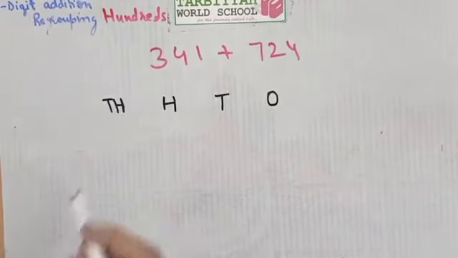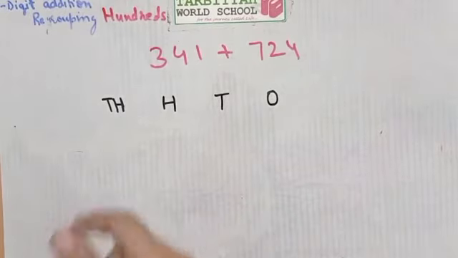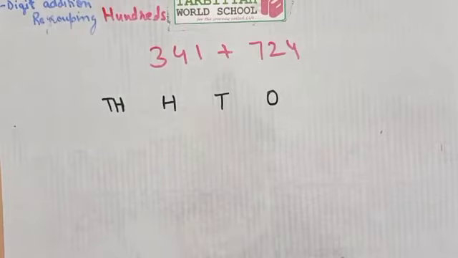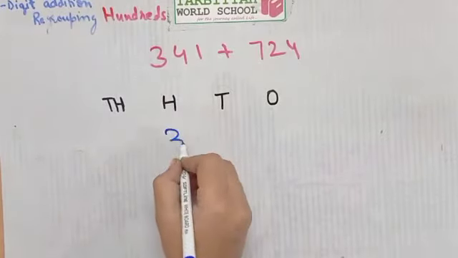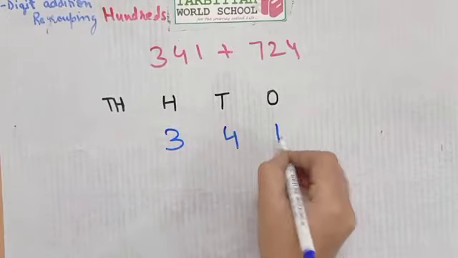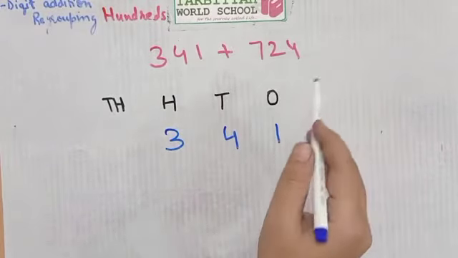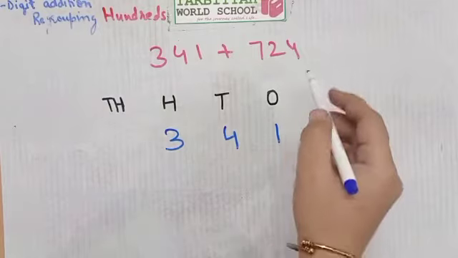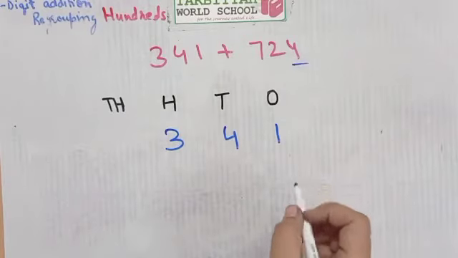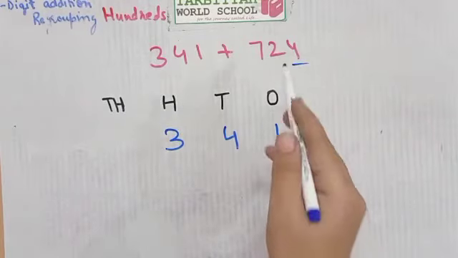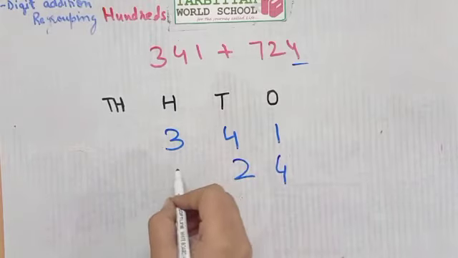Why do we write 1000 here? Because if we are regrouping the 100, we get the answer in thousands. So now we will write the numbers. 341. See, we have to write the number first that is placed at ones place. So 4, then 2, then 7.